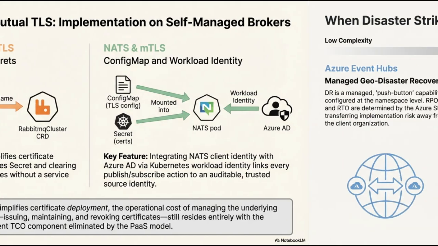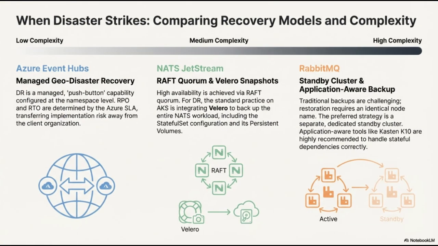This represents a significant and persistent component of the total cost of ownership that is typically eliminated when utilizing a PaaS model. When evaluating how organizations handle disaster recovery, we compare models based on their operational complexity, ranging from low to high. Starting with low complexity, Azure Event Hubs provides a managed geo-disaster recovery model. This push-button capability is configured at the namespace level, where recovery point objectives and recovery time objectives are determined by the Azure SLA. This approach effectively transfers implementation risk away from the client organization and onto the service provider.